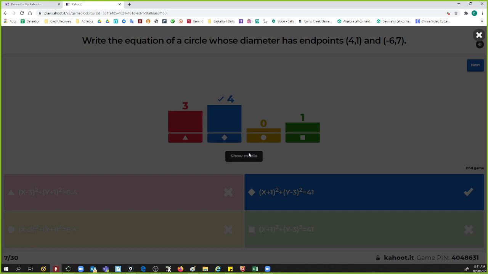Find the center. So now we're just looking for the center here. Find the center.